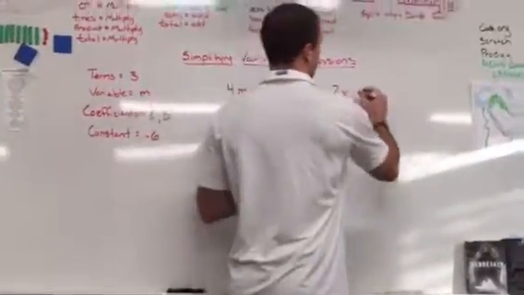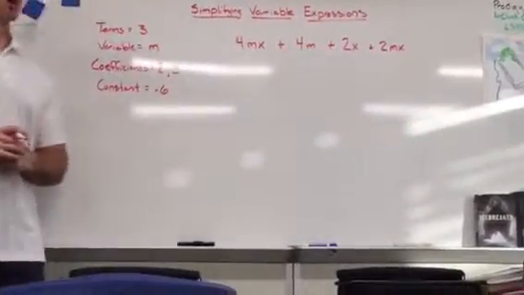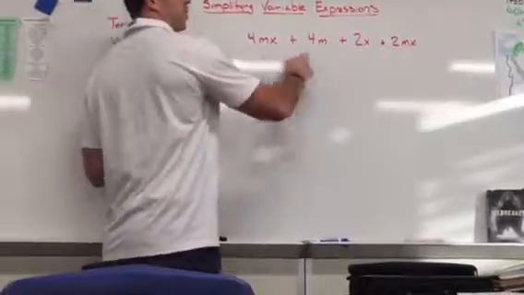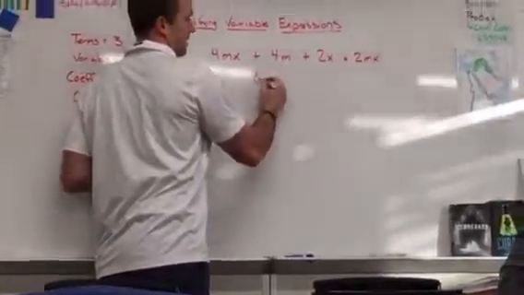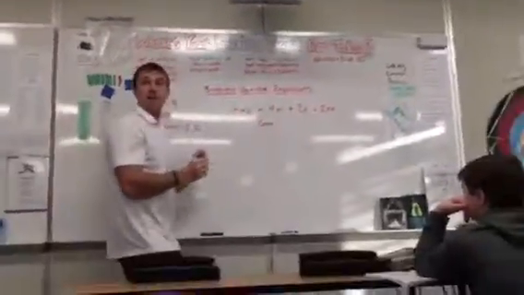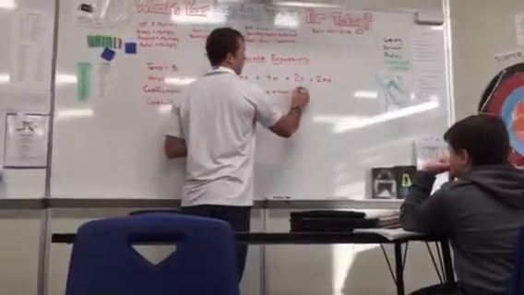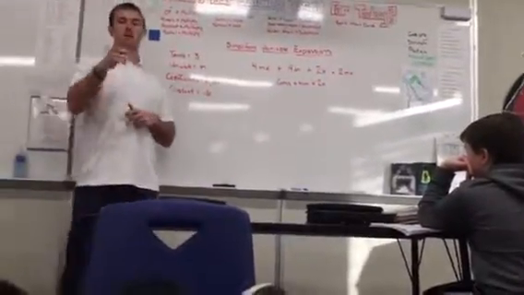Now what if I had this? Plus 2mx. Then what could I simplify? The 4mx and the 2mx becomes what? 6mx, because I have 6 of them now. And then I would just bring everything else down. Plus 4m plus 2x. All right. Thanks, Jenna.